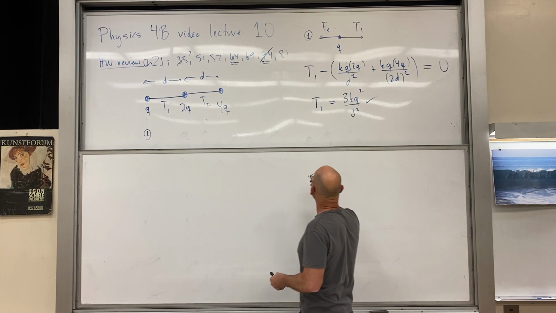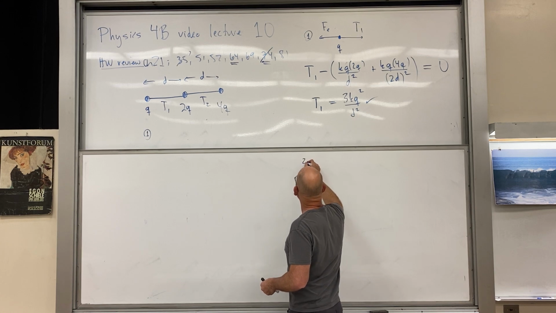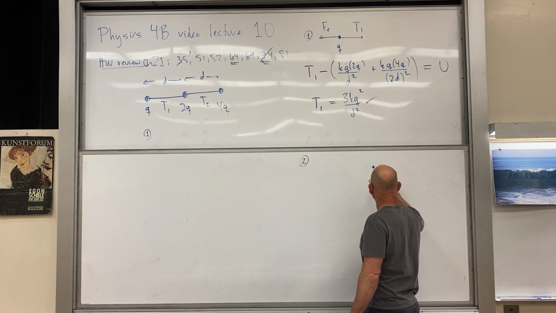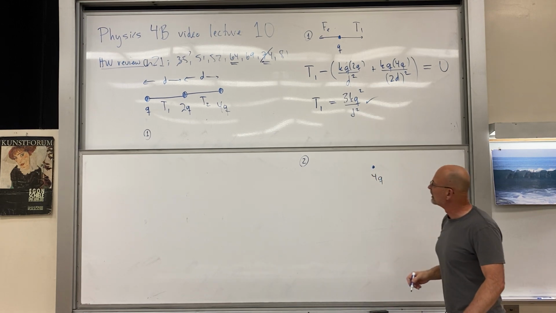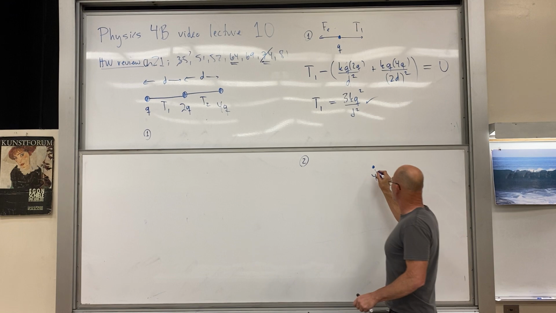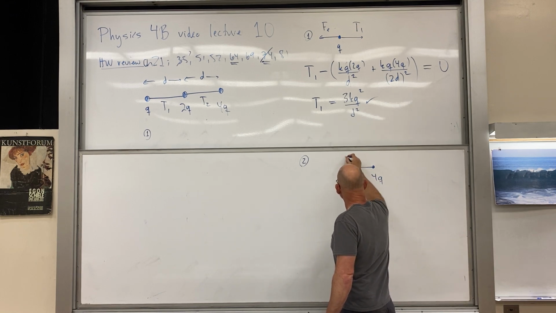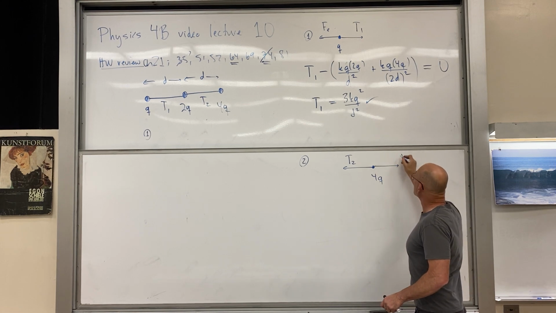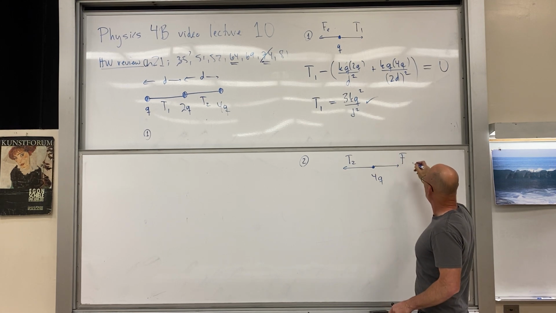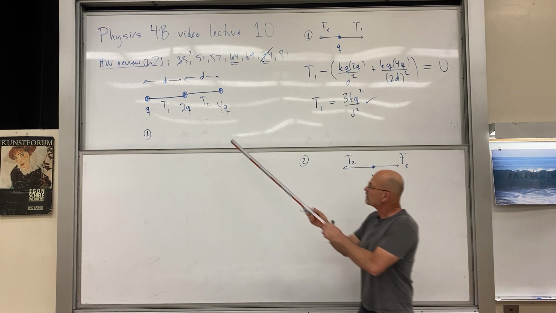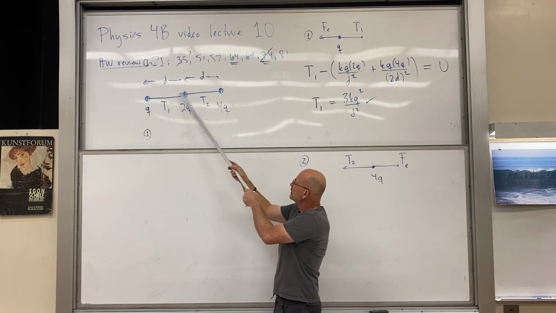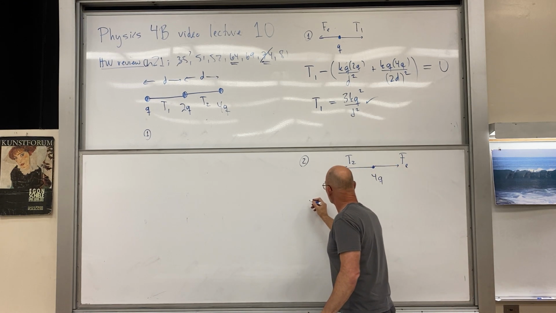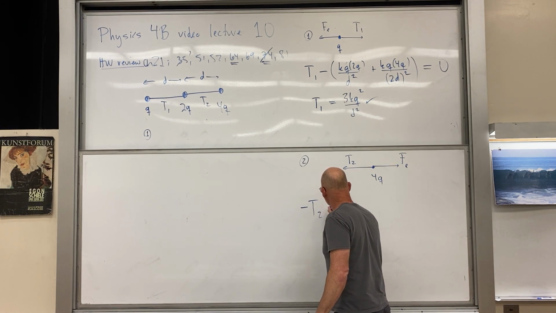So for 4Q, that's the charge. And what do we have? We have T sub 2 pulling to the left, and an electrical force pulling to the right due to the repulsion with those other two charges. So T sub 2 is pulling to the left, we have minus T sub 2.